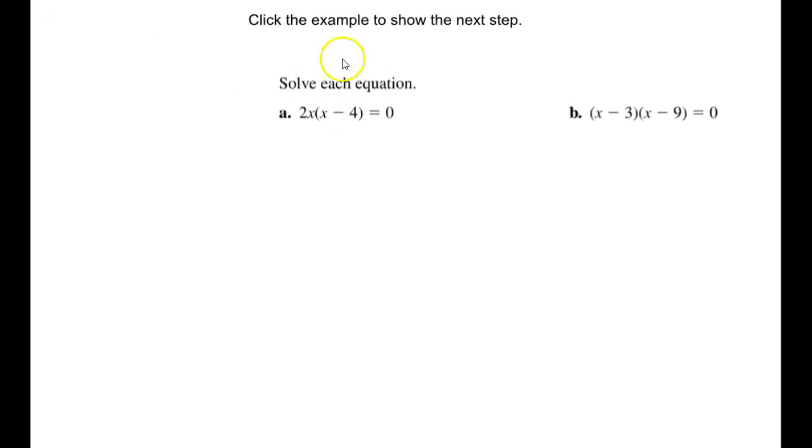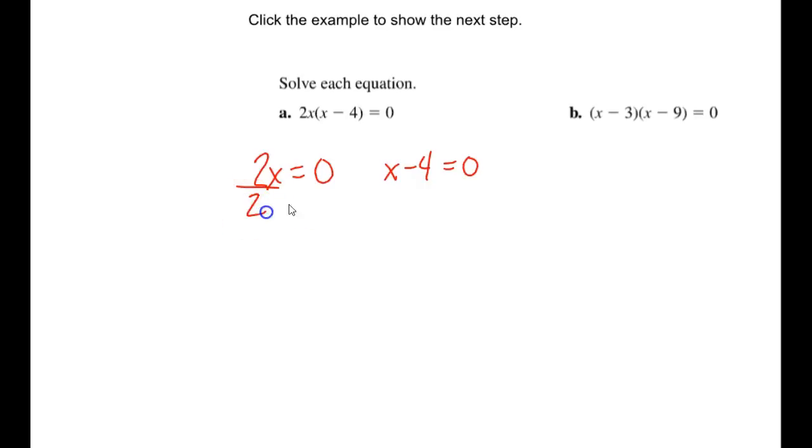So here we're asked to solve each equation. So the first thing I want to make sure is that I'm in factored form, which I am, and I want to set my factored form equal to 0. So now that I've done that, I can set each piece of that factored form equal to 0. Because here is the first thing I'm multiplying, and here's the second thing I'm multiplying. So I'm multiplying 2x times x minus 4. So I set each of those pieces equal to 0, and then I solve them.